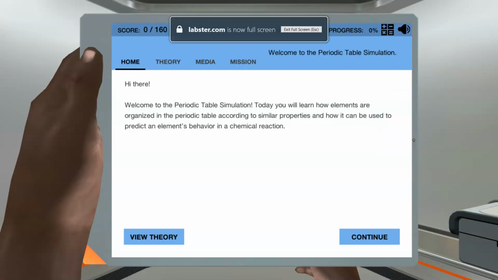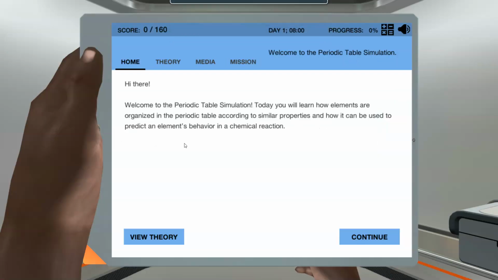Hi there. Welcome to the periodic table simulation. Today you will learn how elements are organized in the periodic table according to similar properties and how it can be used to predict an element's behavior in a chemical reaction.